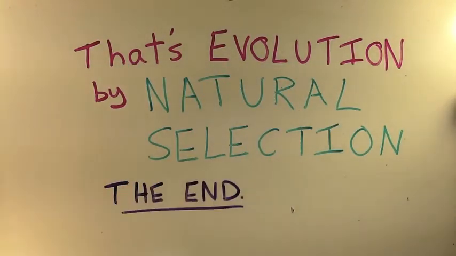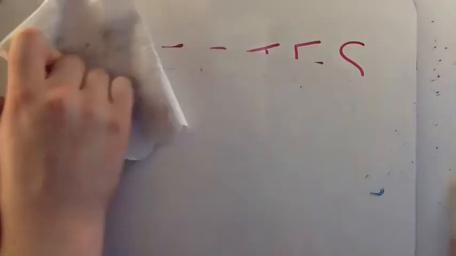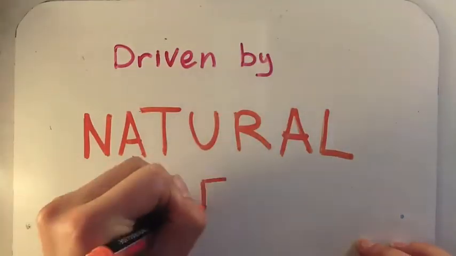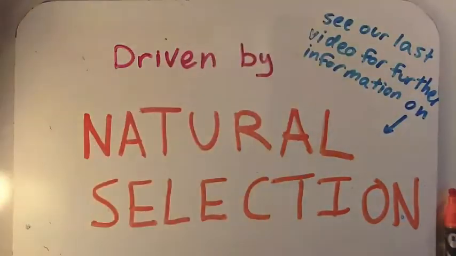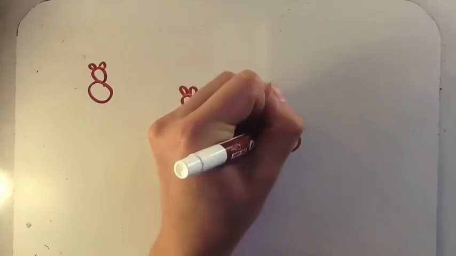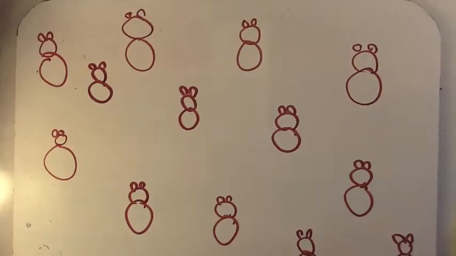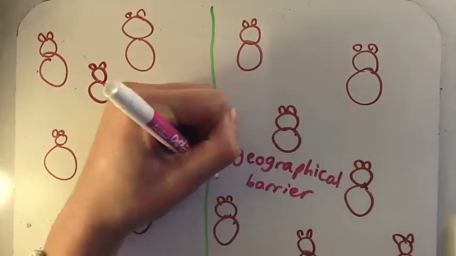Speciation. Speciation is when two species emerge from one. It is a process driven by natural selection. Speciation usually occurs when a population is geographically separated. This is called allopatric speciation.